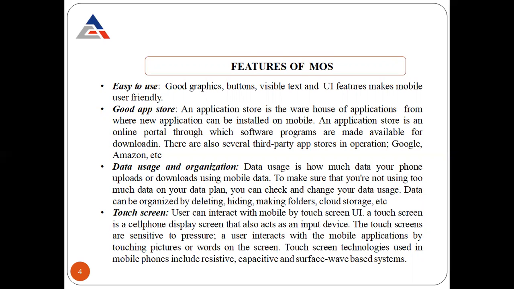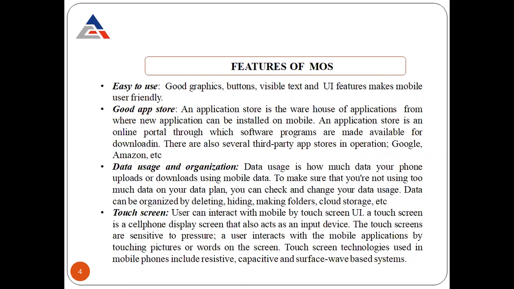Touch screen: the user can interact with the mobile by touch screen user interface. A touch screen is a cell phone display screen that also acts as an input device. So what a touch screen is: instead of pressing the buttons and giving the input to the mobile, you just touch the screen, and by touching the screen, the mobile will get the input, and as per the input, the mobile will perform the operation sent by the user.